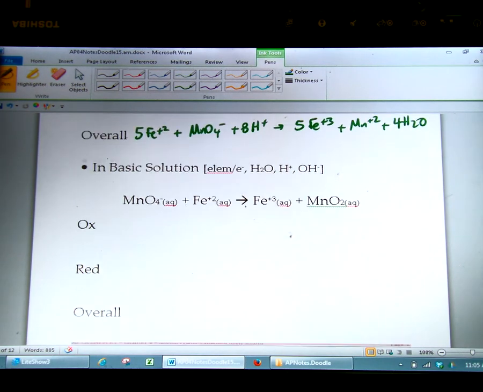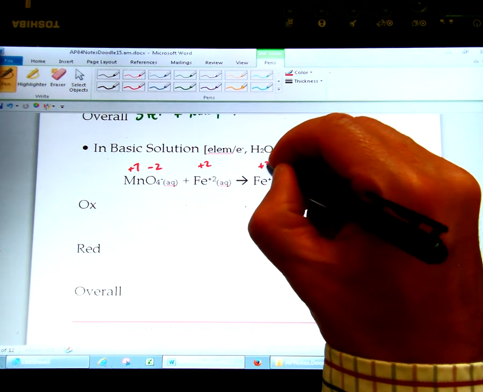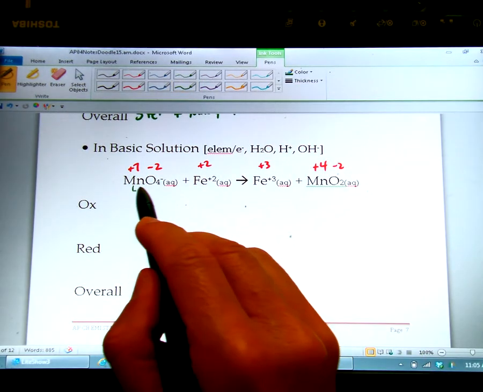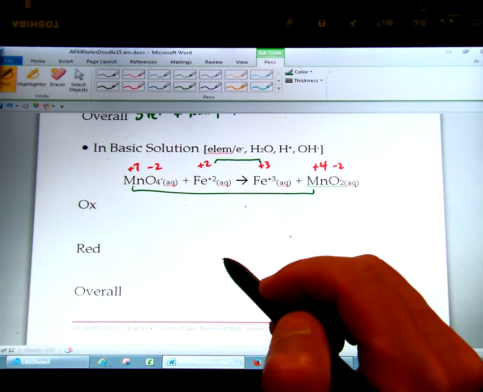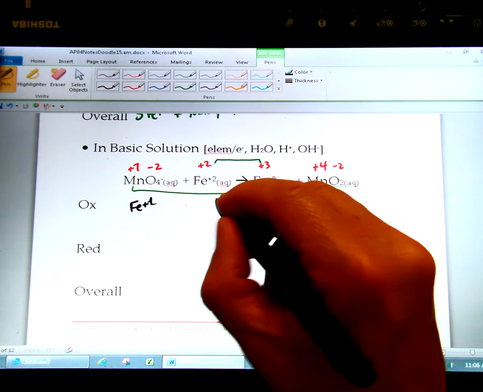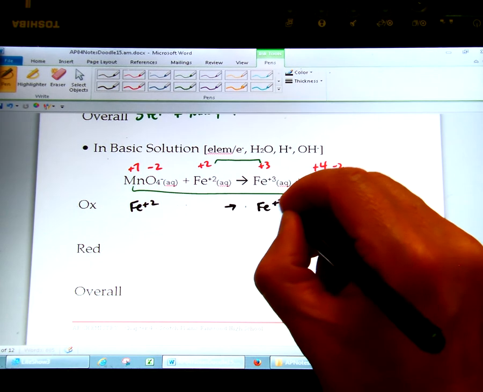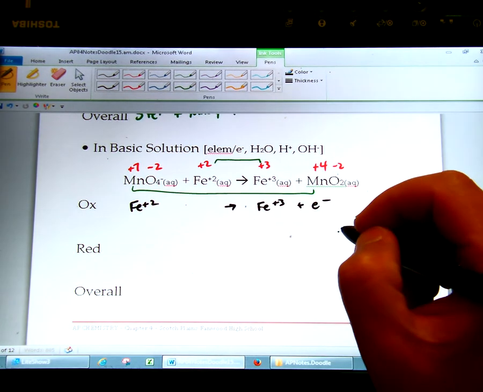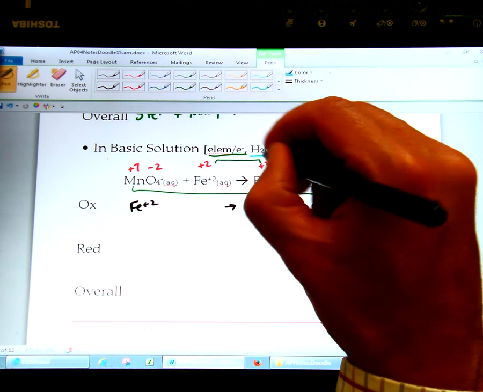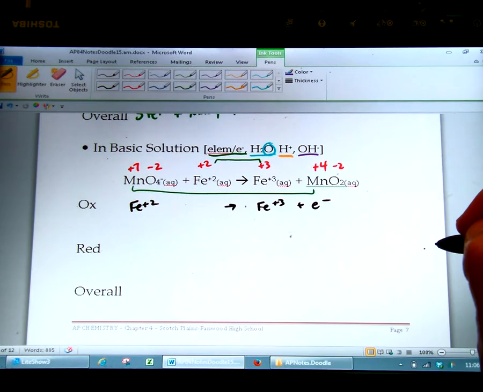Now let's suppose we're going to do a basic solution. Same oxidation numbers as the last example we did on the other page. All right, so again, the reduction was the Mn going down. The oxidation was the Fe going up. So if we write the Fe going up, it's going to be Fe 2 plus yields Fe 3 plus and an electron on the right side. That took care of the element's electrons. That actually also took care of waters because there are no O's, and it actually took care of H pluses because there are no H pluses. Therefore, we didn't even need to use OH minus. So that was simple for the oxidation.